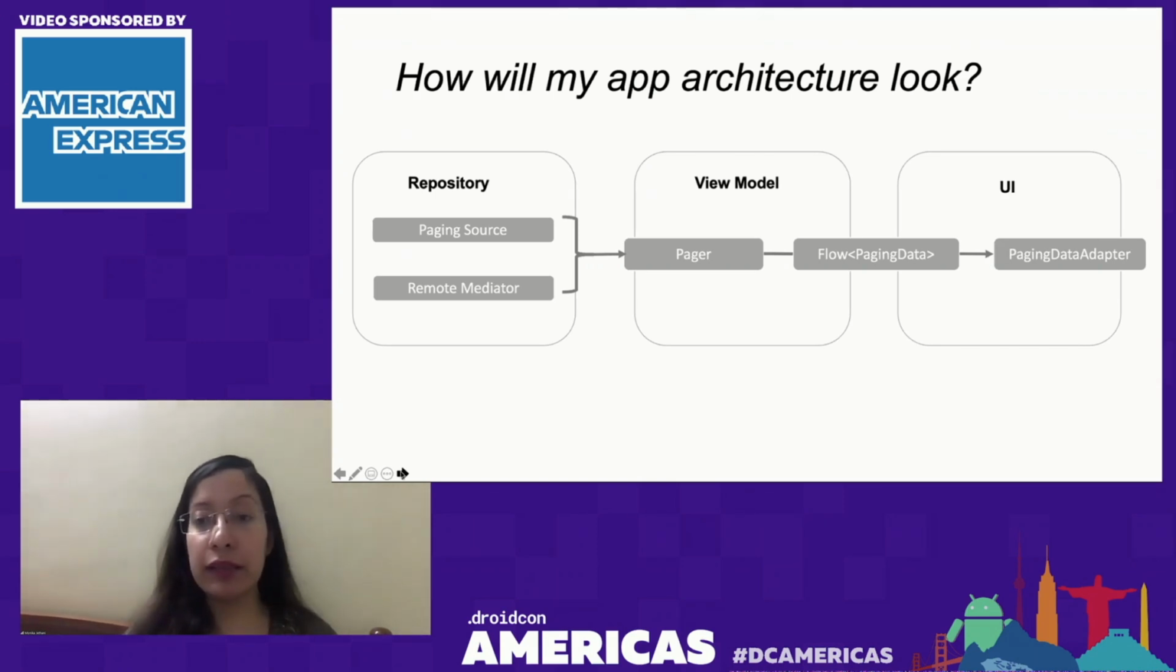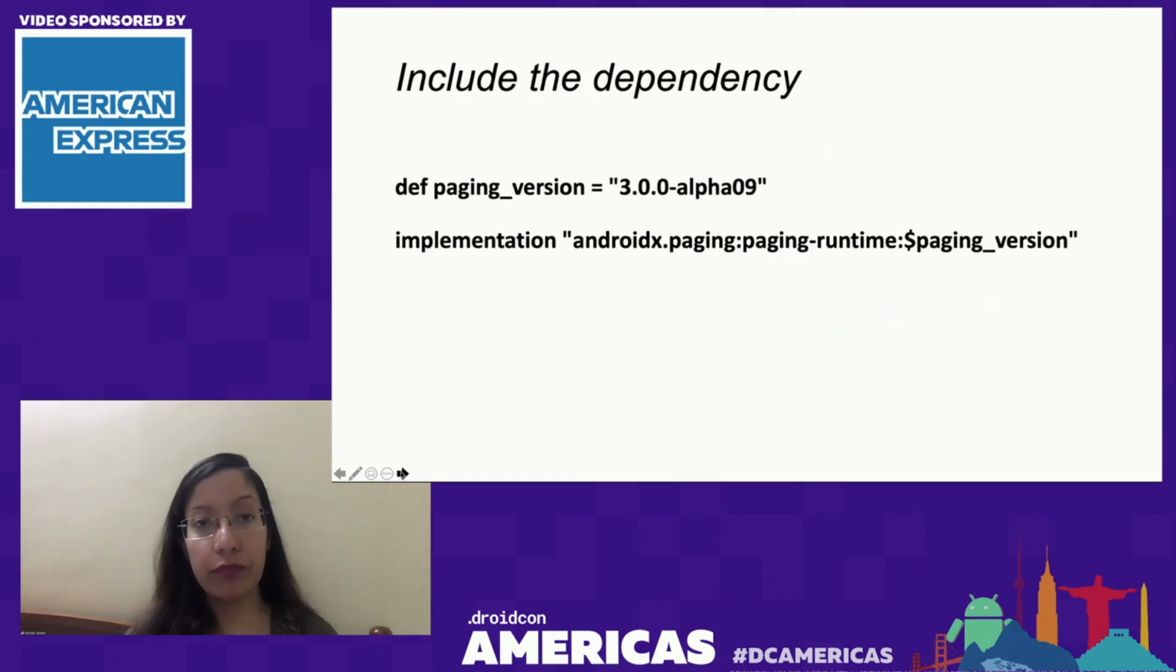In your view model, you'll be creating a Pager, and it will be taking data from your PagingSource and passing it ahead through a stream of PagingData. It will pass this stream of data to your UI. And your UI will have your PagingDataAdapter, which is similar to any of your RecyclerView adapters, and that will be responsible for loading your data onto the UI. So to get started with Paging 3, we include the dependency. Here we have the same paging runtime dependency as we had earlier. The only thing which changes is the paging version.